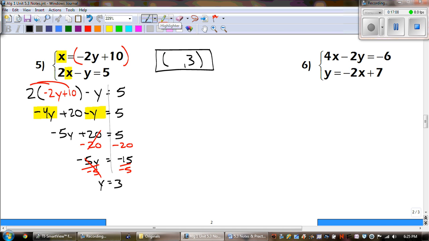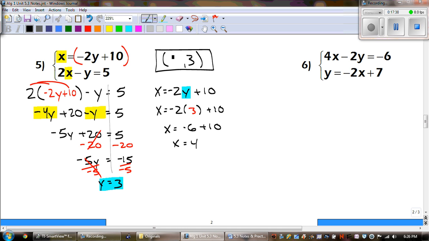Okay? And no, we're not done, because now I've got to find out what x is. The way I find out what x is, I'm going to plug my y into the equation x equals -2y plus 10. So that's where we're plugging in the 3. -2 times 3 is -6, and -6 plus 10 is 4. So our final answer is the point (4, 3).